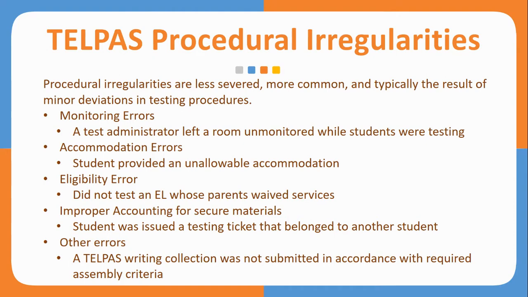Procedural irregularities are less severe, more common, and typically the result of minor deviations in testing procedures. They include monitoring errors, accommodation errors, eligibility errors, improper accounting of secure materials, and other errors. More examples of these types of errors are in your manual.